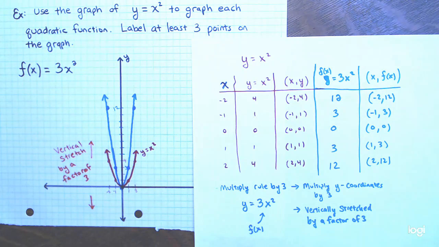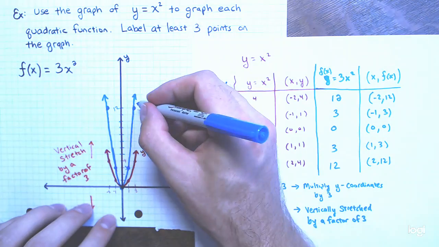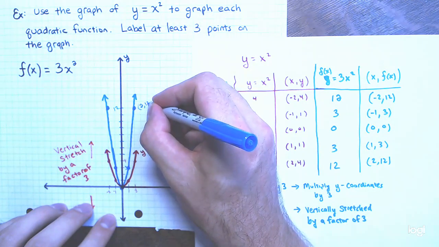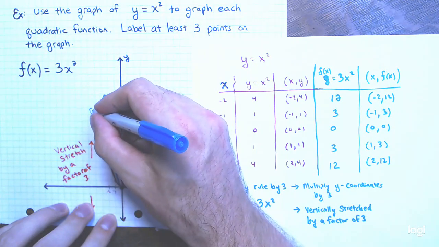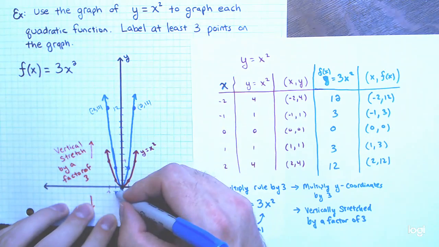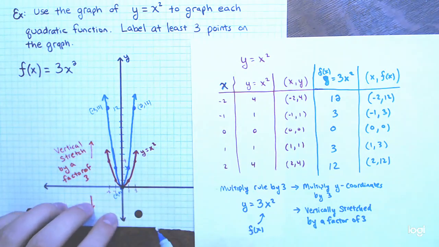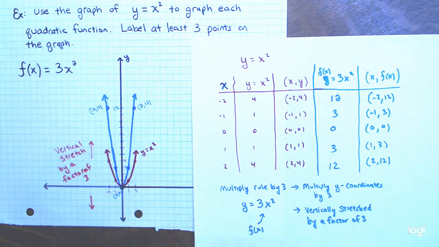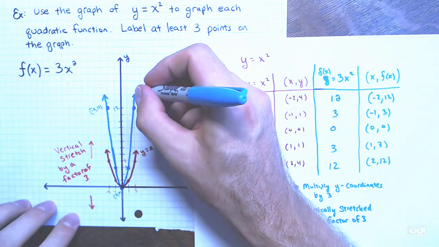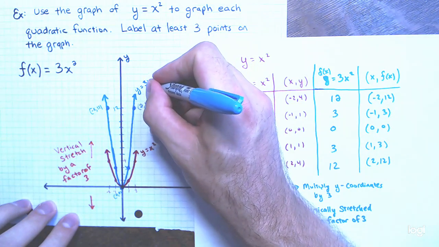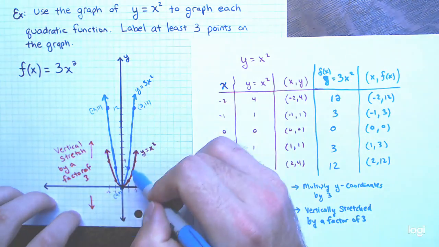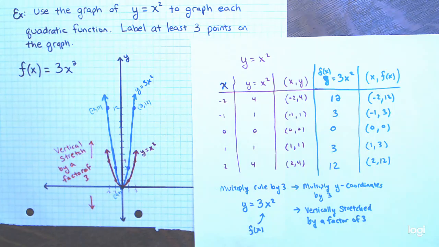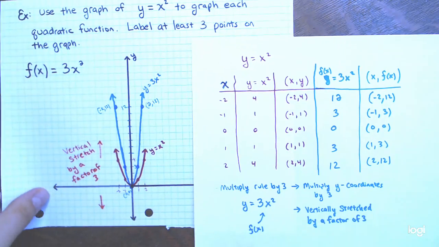Oh, and I guess I should have labeled some points, right? It said to label at least 3 points. Okay, so there's the point 2, 12. Here's the point negative 2, 12, and there's the point 0, 0 on the graph. There's 3 points on it, and then 1, 3, negative 1, 3. You saw them in my table. And this is y equals 3x squared, or f of x equals 3x squared. Right? Cool.